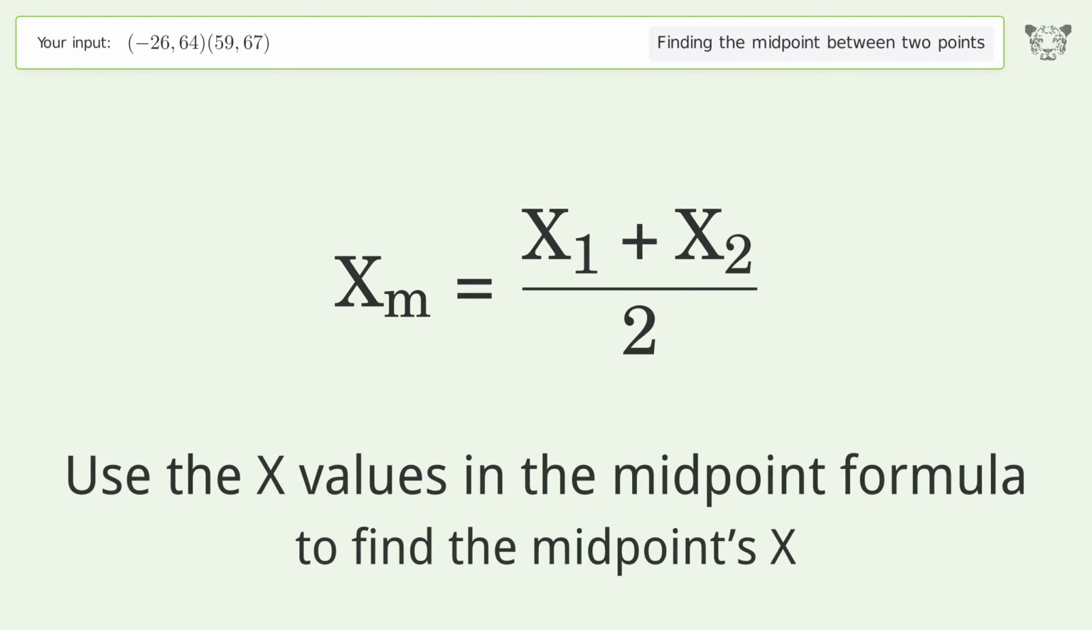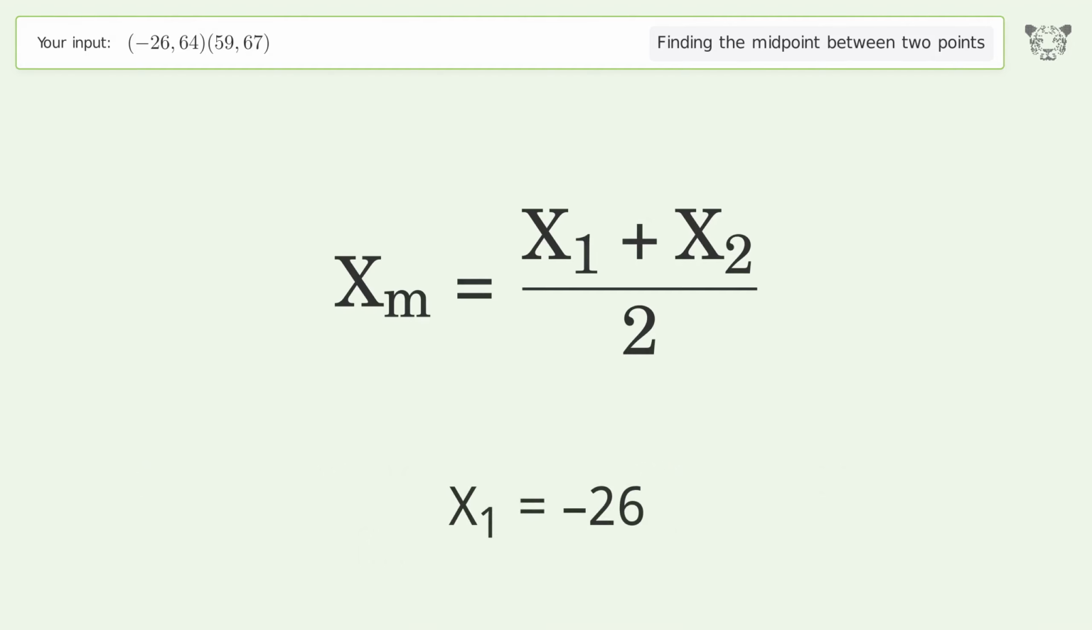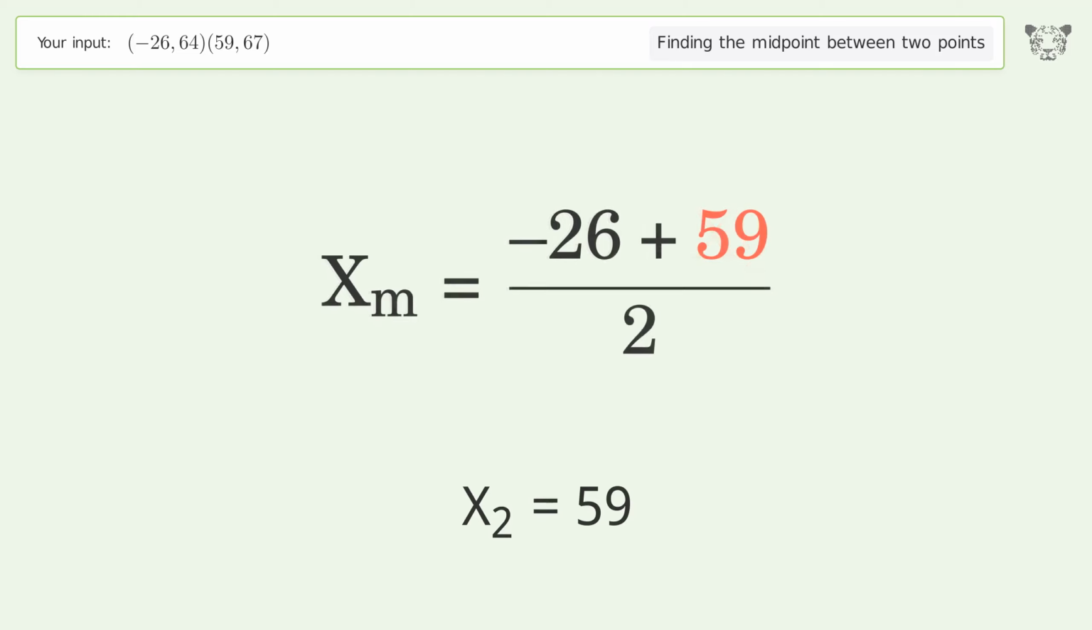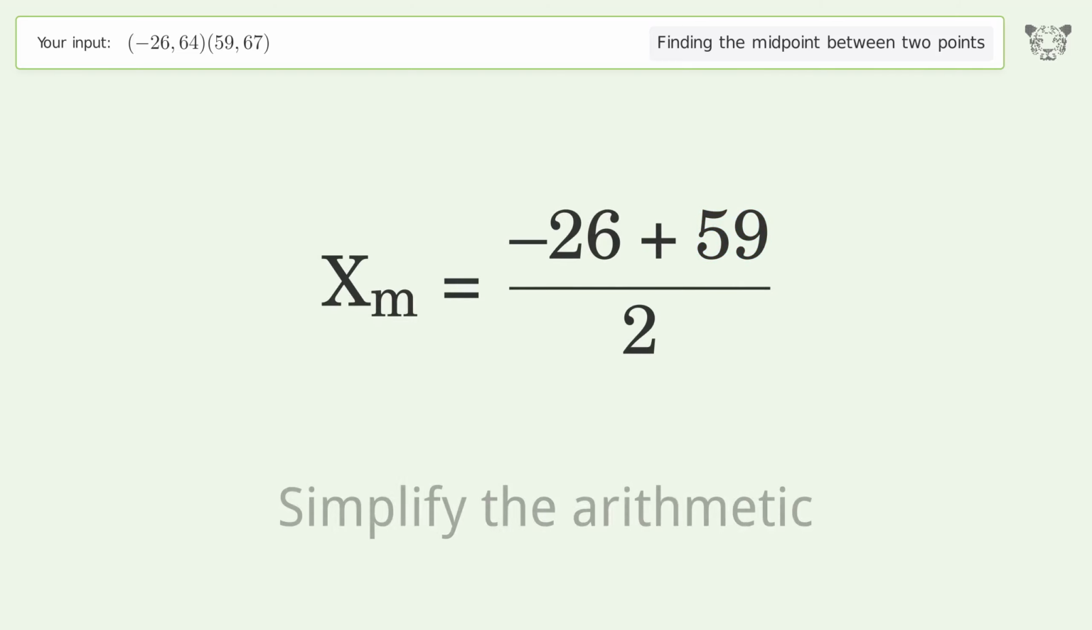Use the x values in the midpoint formula to find the midpoints x. x1 equals -26. x2 equals 59. Simplify the arithmetic.